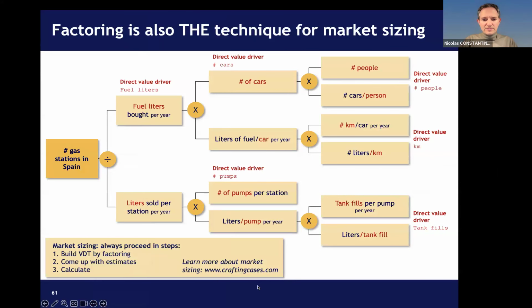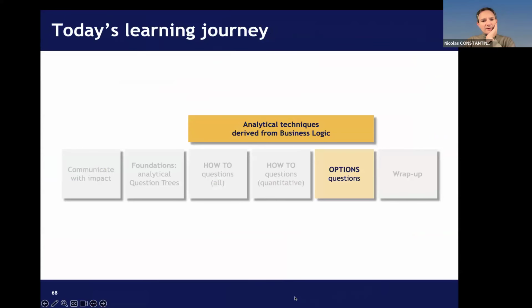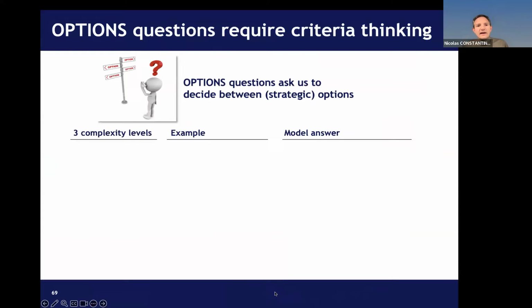So let me just first be clear what the heck options questions are. An options question is a question that asks us to choose between options. Options questions come in 3 levels of complexity. But the good news is that regardless of the level of complexity, the way to think about them doesn't change. But I think it's helpful to recognize the 3 levels of complexity.